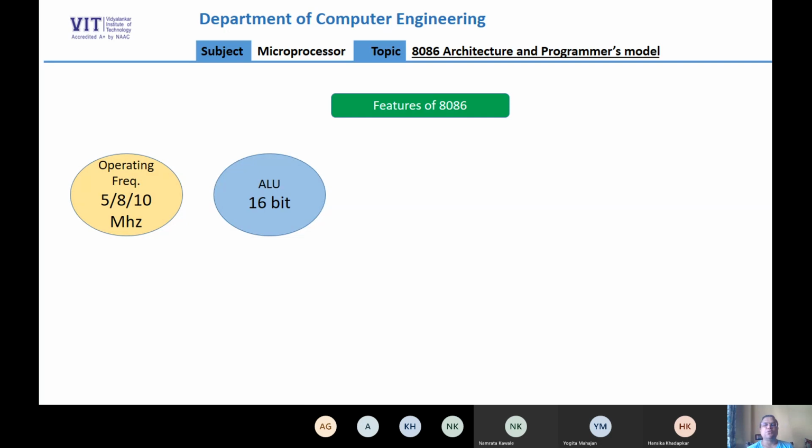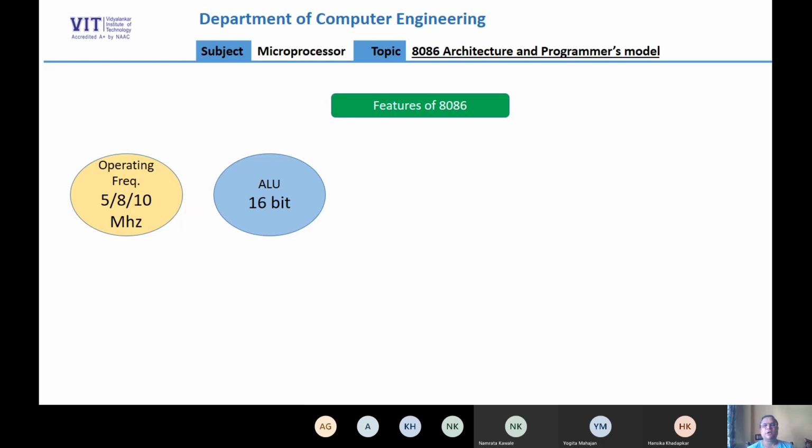80386 is called a 32-bit processor. Pentium is called a 64-bit processor. So who decides how many bits a processor is? It is the capacity of the ALU. So if the ALU is 16-bit, the processor is 16-bit.